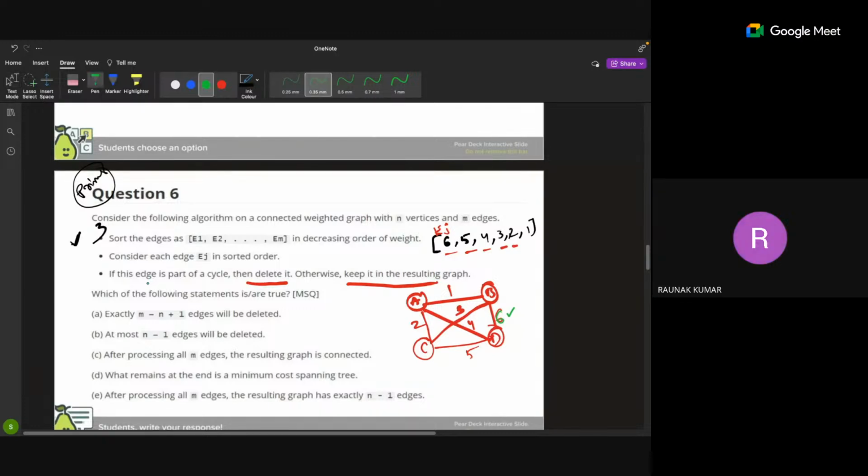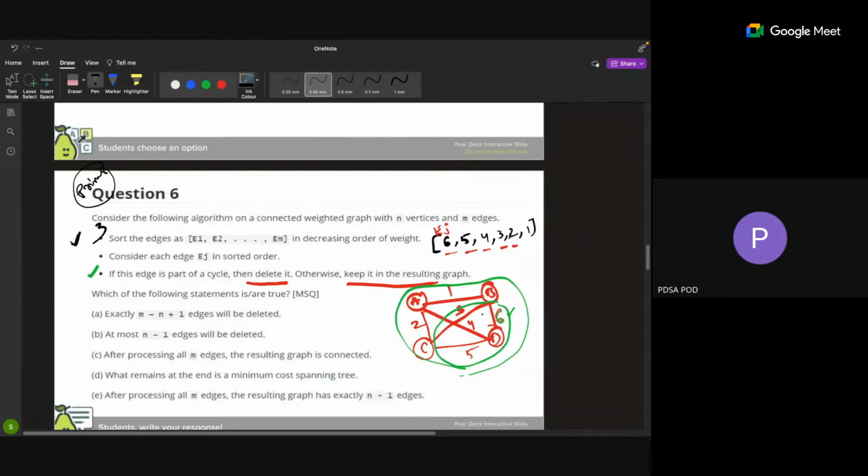Yes, sir. This particular point I'm trying to solve. If an edge is a part of a cycle, then delete it. Now, is the 6 part of a cycle or not? Because 6 is forming a cycle, like this particular part is a cycle. Is it right? Yes, sir. Similarly, this part is also a cycle. So we are deleting this one.